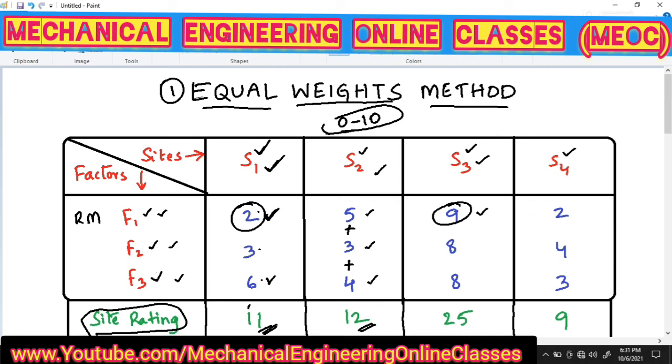Next we have again rated the site based on each factor individually, and again summed up. So 9 plus 8 plus 8 will be 25. So this is the rating of S3, and again we have summed up the factor ratings for site 4 as 9.